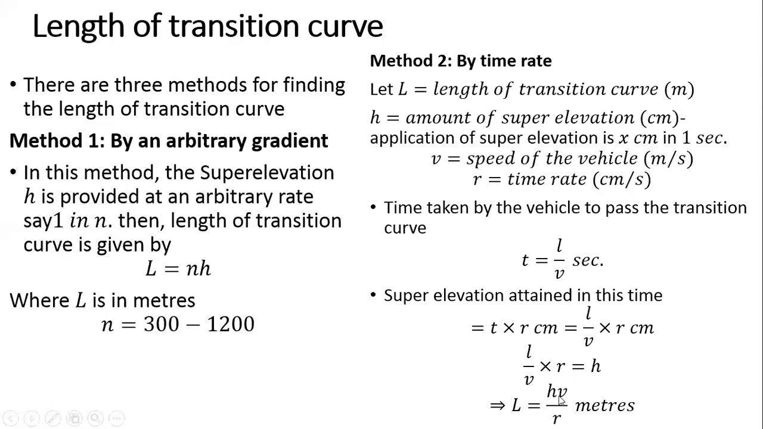So L is equal to how much? L is equal to H into V divided by R in meter. So this is the first method for calculating the length of transition curve, and this is the second method of calculating the length of transition curve.